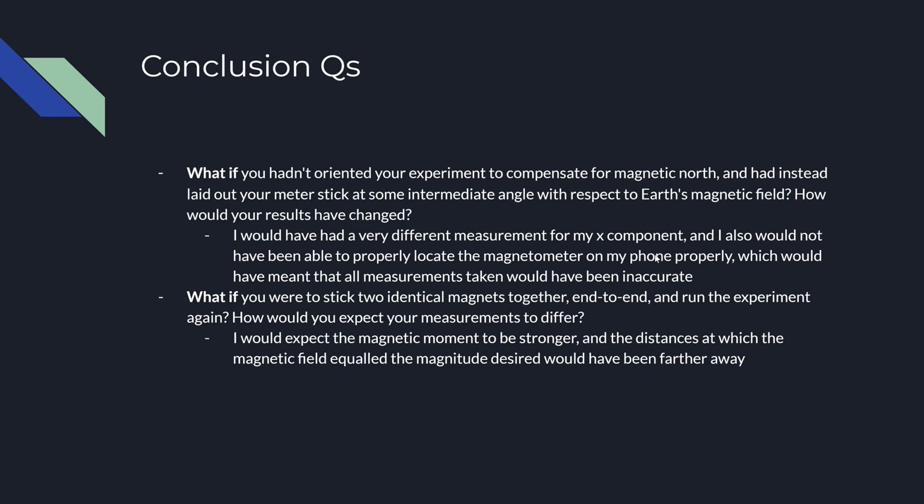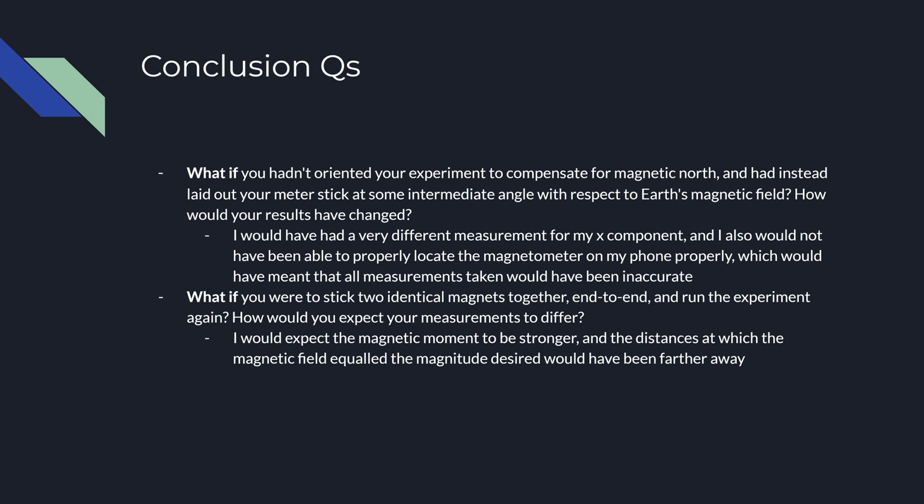Lastly, the conclusion question. So if I hadn't oriented my experiment to compensate for magnetic north, my results would have changed because I would have had a very different measurement for my x component, as it wouldn't have necessarily been 0 without the magnet. And I also would not have been able to properly locate the magnetometer in my phone, because the way we do this is by starting out with compensating for Earth's magnetic field and then moving from there. And all my measurements taken would have been inaccurate had we not compensated for magnetic north.